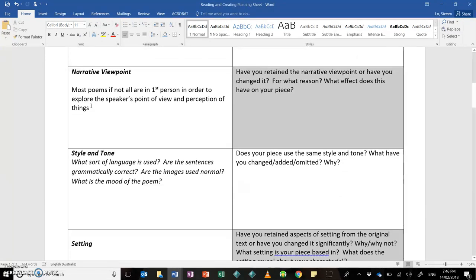Narrative viewpoint, which is first person, second person, or third person. I believe most poems, if not all of them, are in first person, and the reason for that is that Harwood wants to explore the speaker's point of view and perception of things. In your piece, you may choose to do the same thing, have it in first person. However, you may choose to have it in third person instead. Okay, it's completely up to you. You just need to make sure that you explain the reason why you have chosen something.